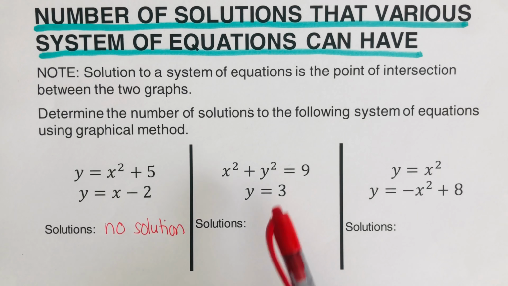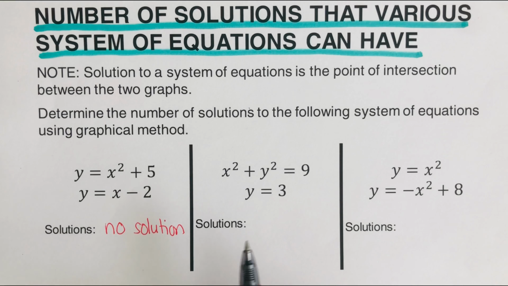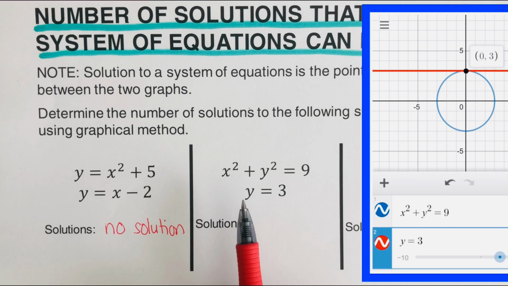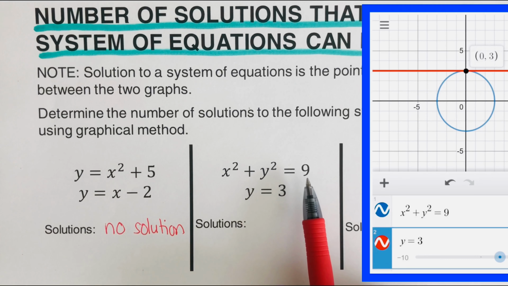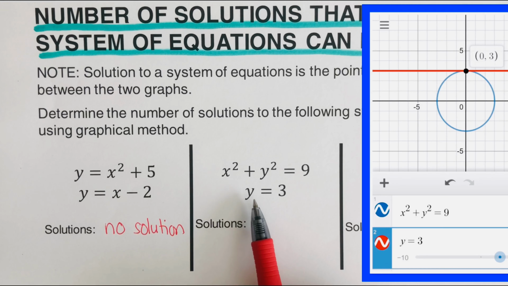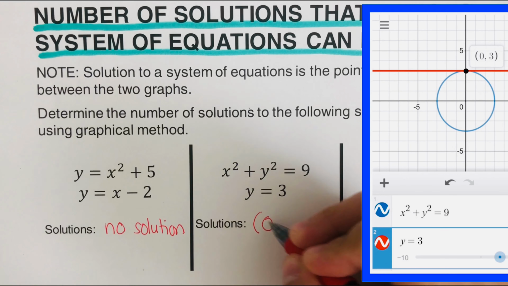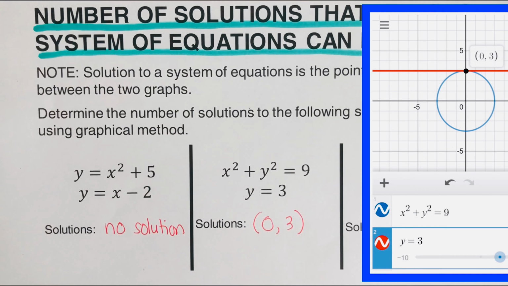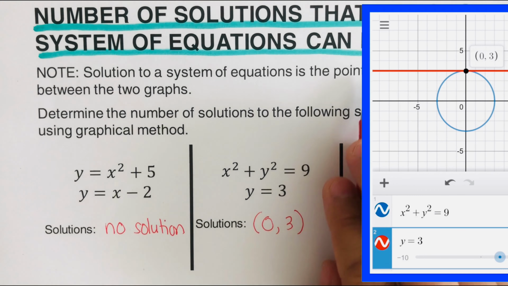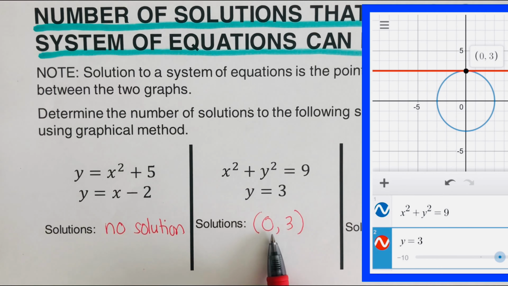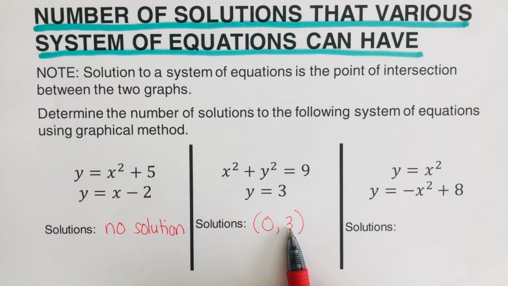Now let's take this second example right here. On the side, you will see the graph of these two equations, and we can see that this blue circle and the red line are touching each other at one point, and that point is (0, 3). So pretty much this (0, 3) is the point of intersection, and this (0, 3) is actually the solution to these two equations, or graphically, (0, 3) is the point where the graphs are touching each other.